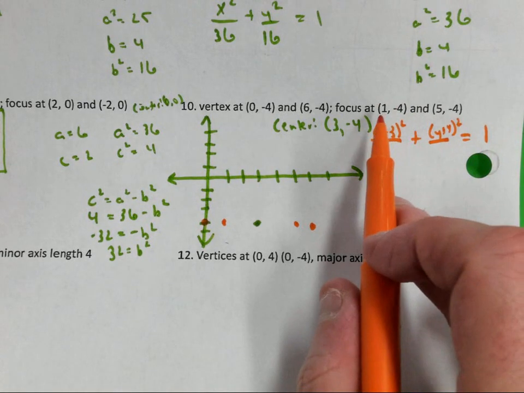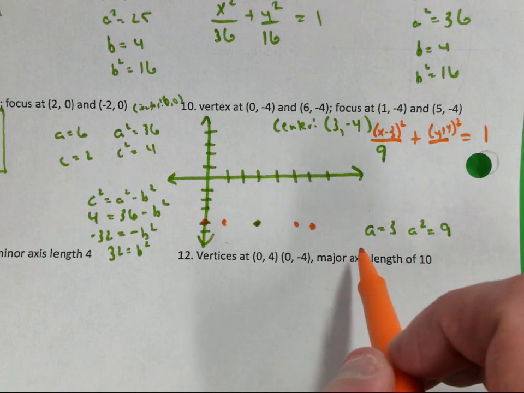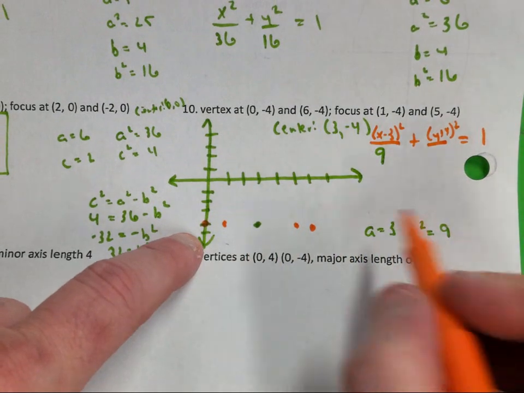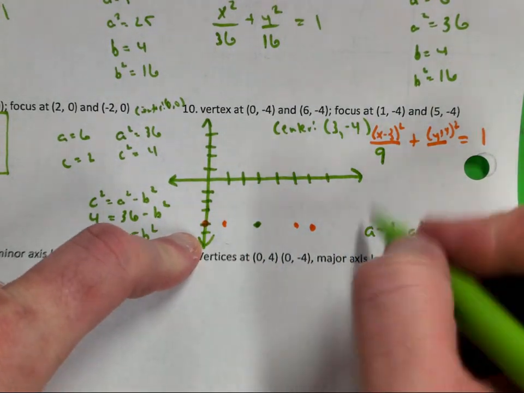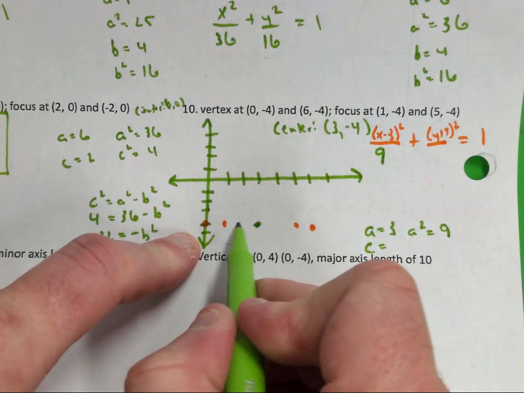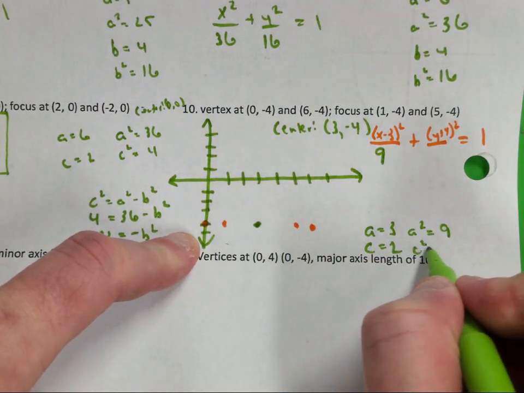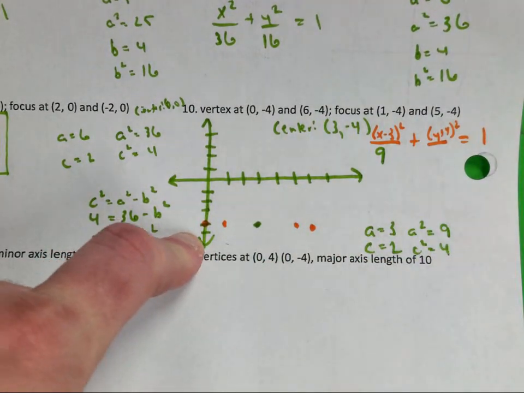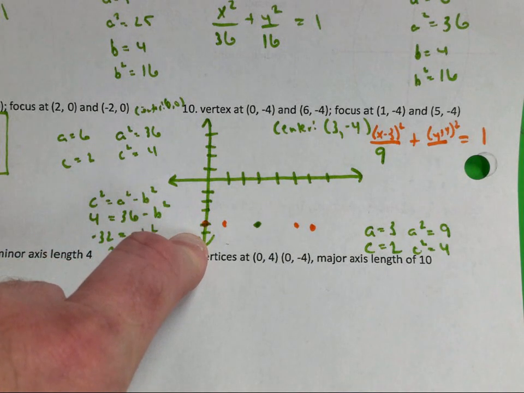Now, I know my foci and I know my A. Okay, so let's see how far C is from here. From my center, C is 1, 2, isn't it? So C squared is 4. Do I have enough information to use that formula to find B squared?